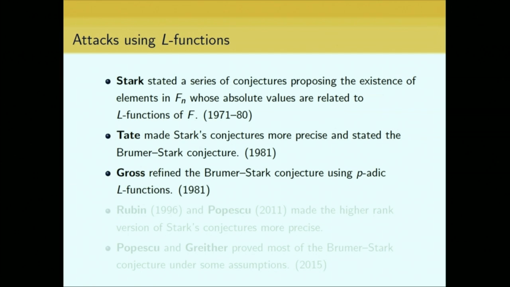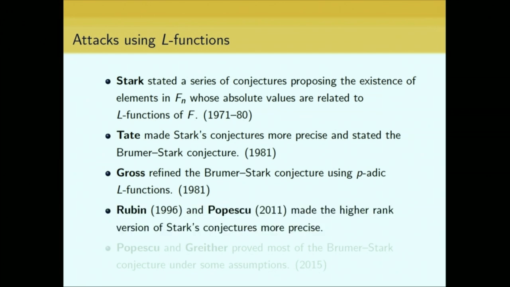Gross refined the Brumer-Stark conjecture with a conjecture that I'll state later, using p-adic L functions. And there's been work in these directions. So Rubin and Popescu made the higher rank version of Stark's conjectures more precise. The naive generalization of Stark's conjecture to the higher rank case, which people assumed would be the natural higher rank generalization, turns out to be false. And Rubin stated what's actually the correct version. It's a little bit subtle, and I won't get into that today.